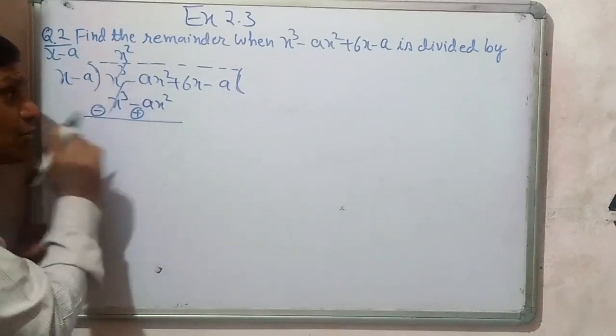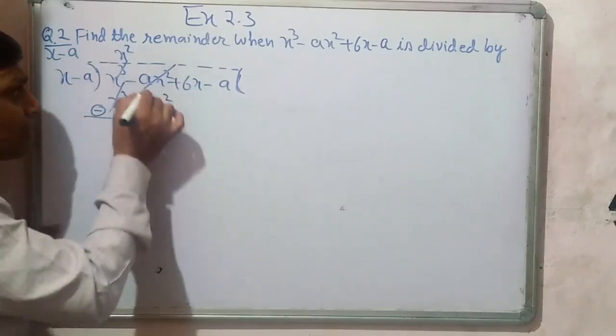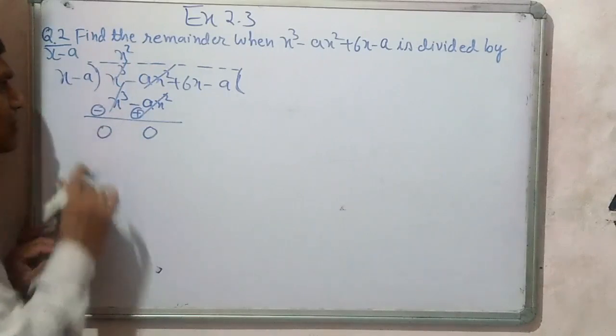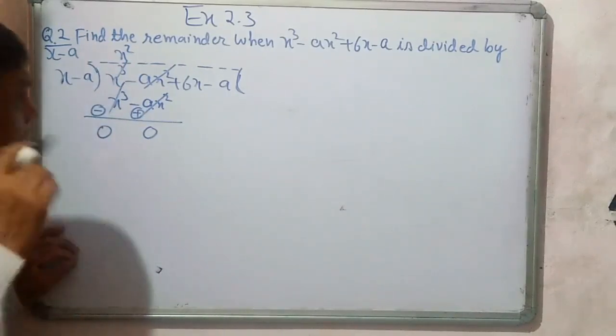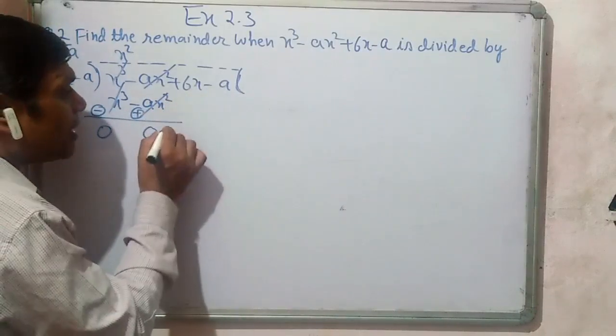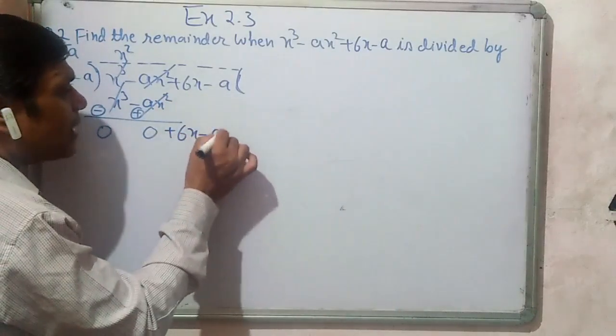Is the second term also considered this time negative and positive? Sir, this has become very easy. Yes. Copy down the remaining 6x minus a.